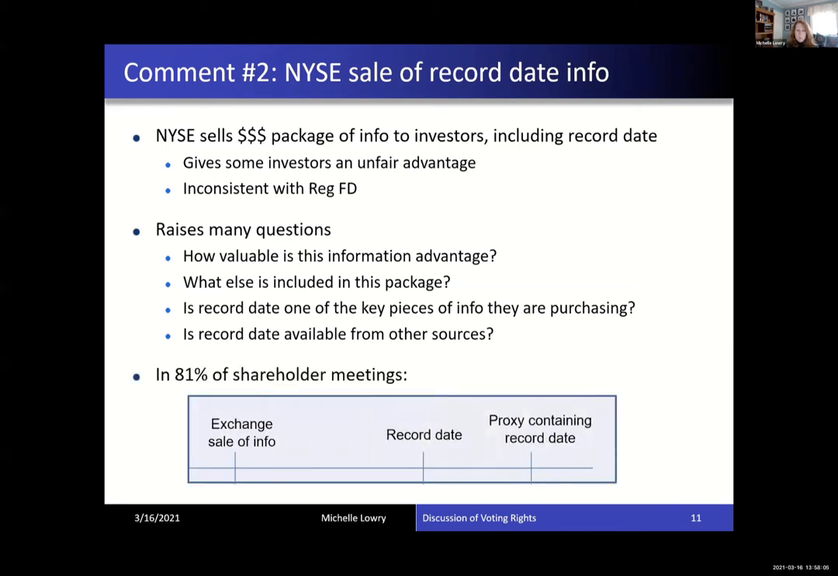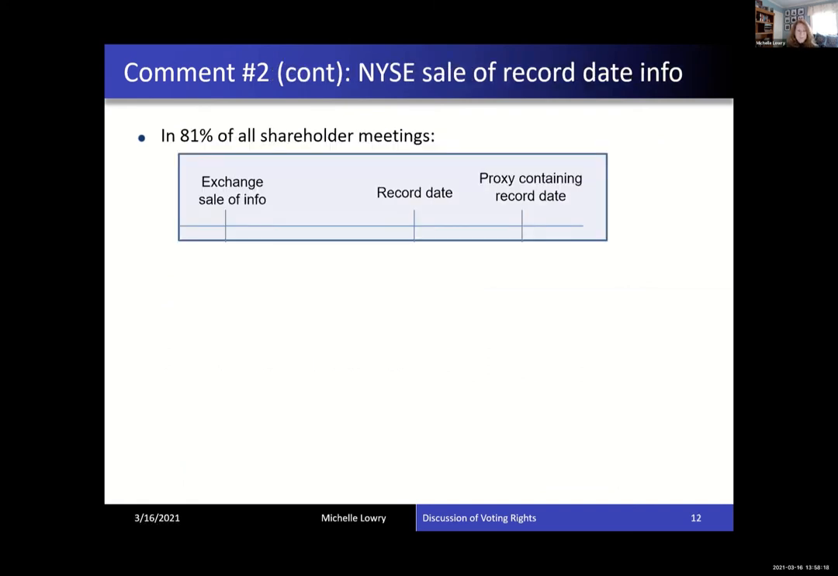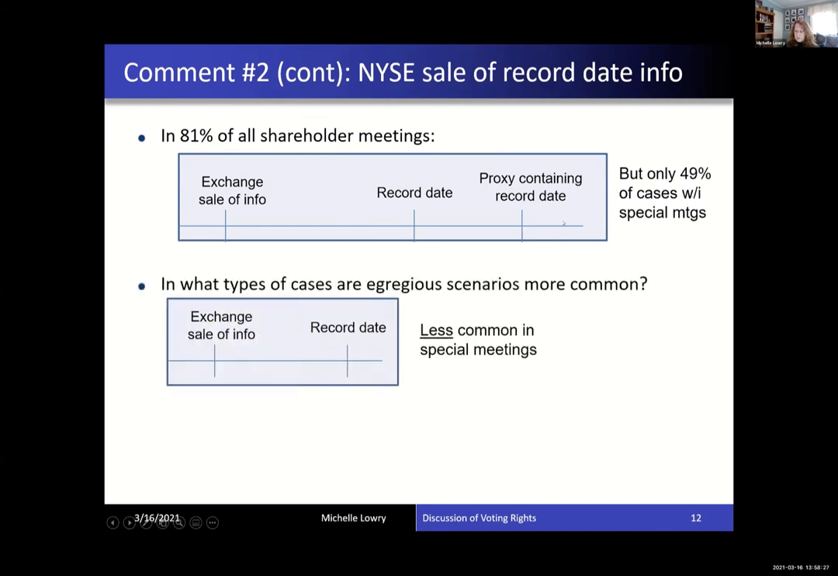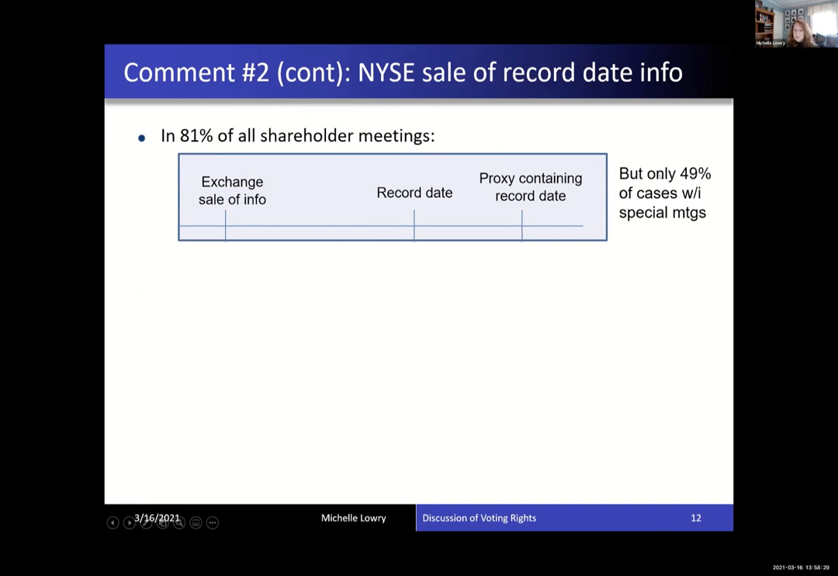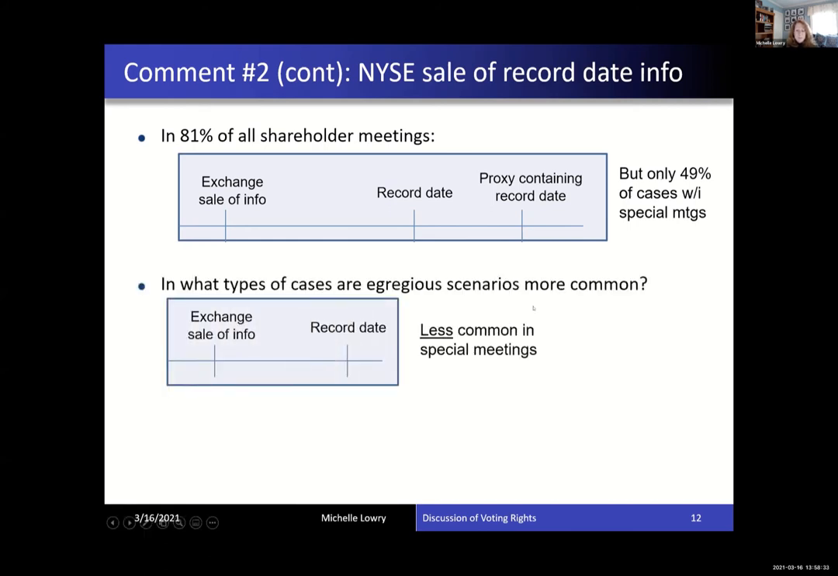In 81% of shareholder meetings, the authors show that the exchange sale of this information precedes the record date, and it precedes the proxy where the record date is generally disclosed. Doesn't seem like a good thing. Okay, so the first thing I'm going to say relates to the prior comment. Yes, this is the case in 81% of all shareholder meetings, but it's only the case in 49% of cases within the special meeting sample.